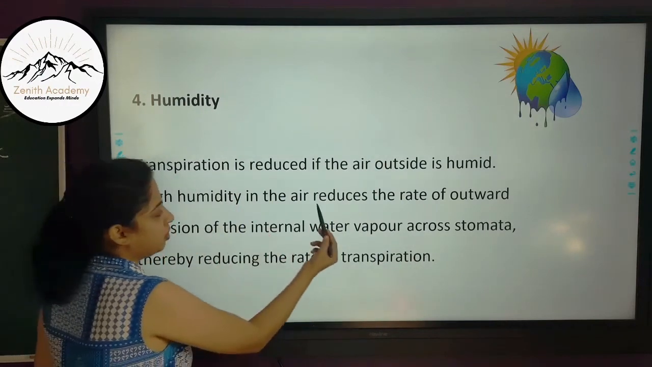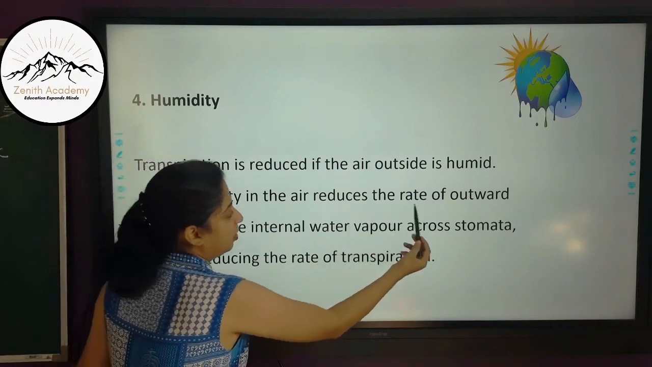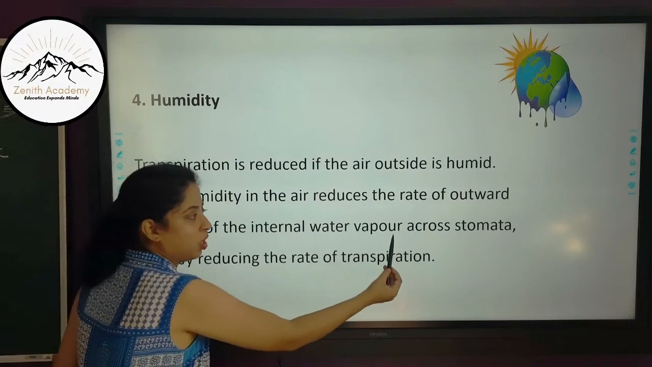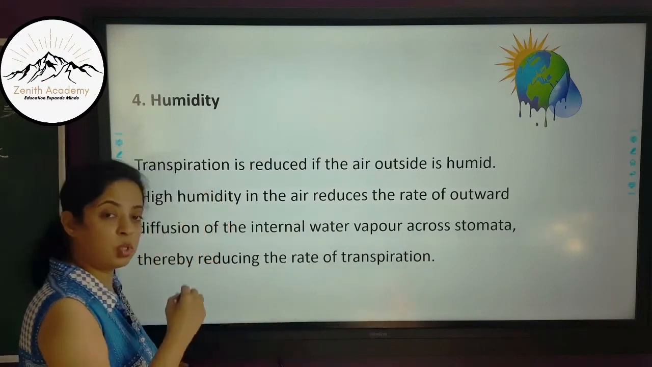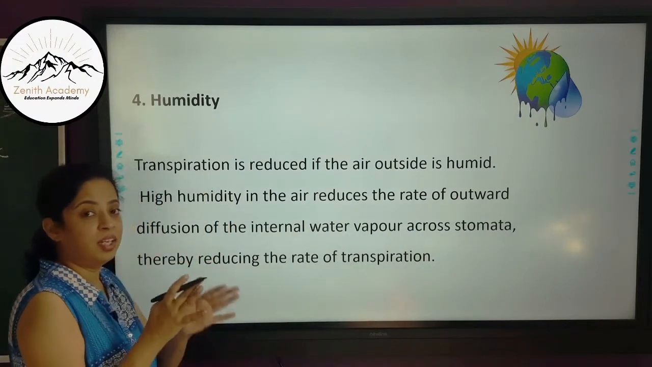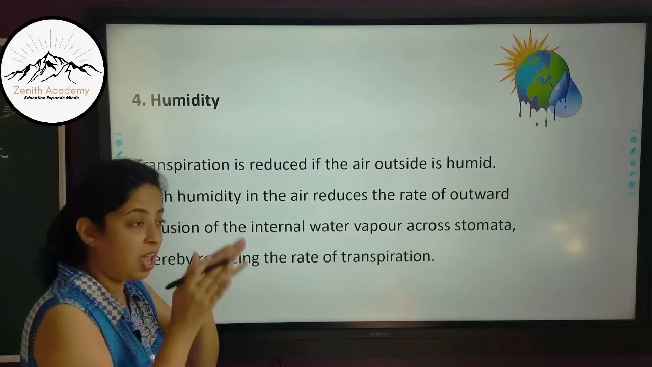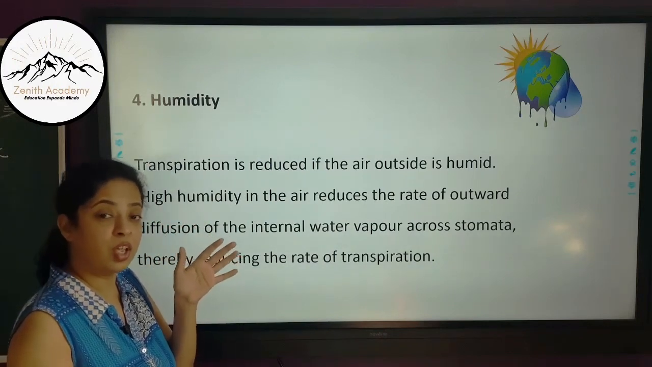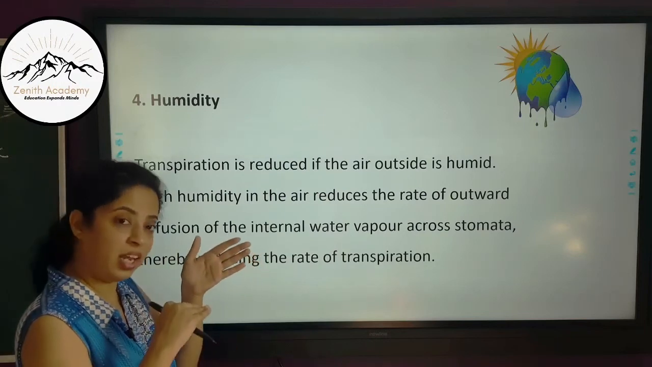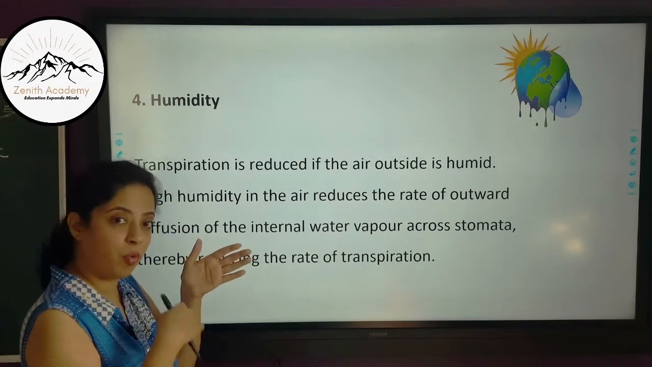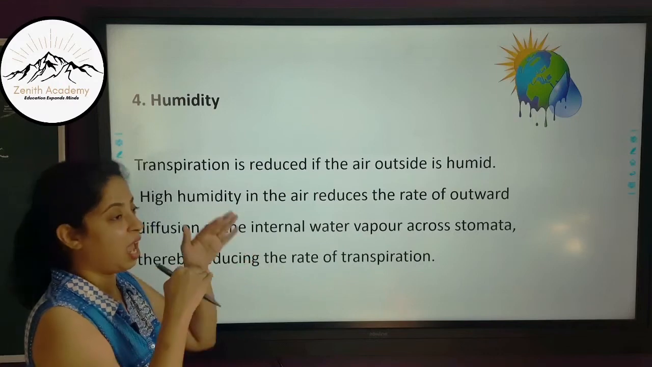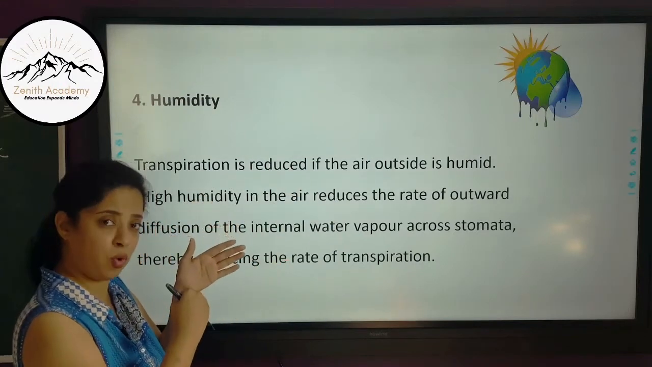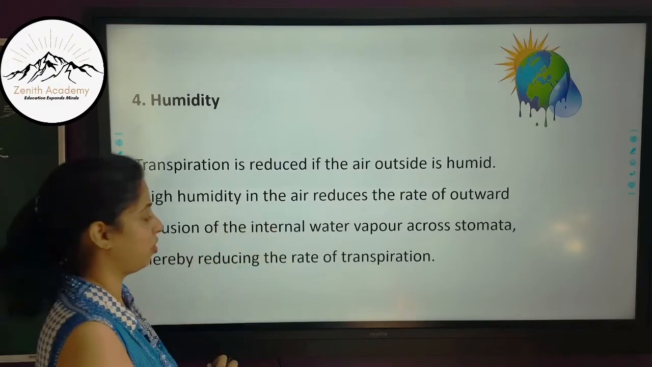So if humidity in the air is there, then it reduces the rate of outward diffusion of the internal water vapor across stomata. Inside the leaf, the water vapor is there, and outside the leaf also water vapor is there due to humidity. So if humidity is more, the outward diffusion of the water from the leaves is less, and if the outside humidity is less, then water will flow from high concentration to low concentration.